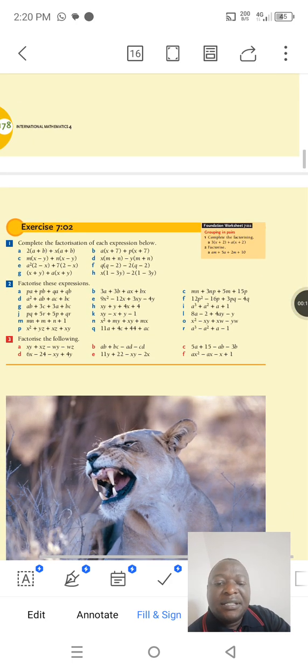Then there is some work for you to do in exercise 7.02. Attempt question 1, question 2, question 3.